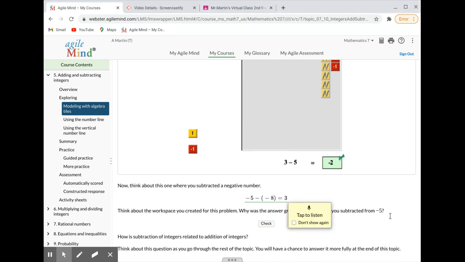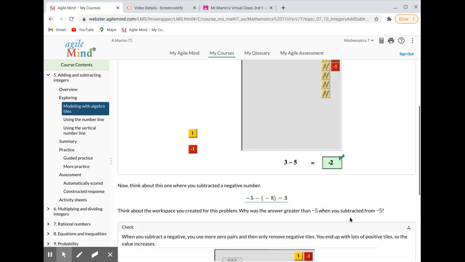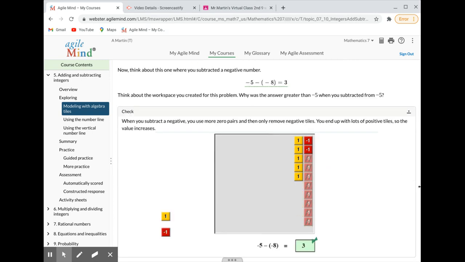Natalia, I want you to read the next one, where it says, now think. Now think about this one where you subtracted a negative number. -5 minus -8 equals 3. Think about the workspace you created for this problem. Why was the answer greater than -5 when you subtracted from -5? When you subtracted a negative, you use more 0 pairs and then only remove negative tiles. You end up with lots of positive tiles, so the value increases.